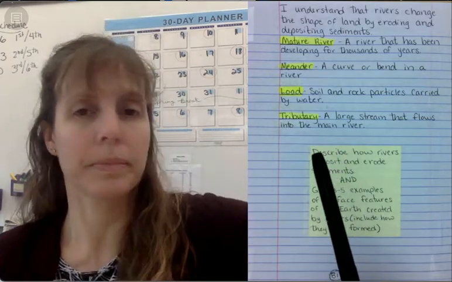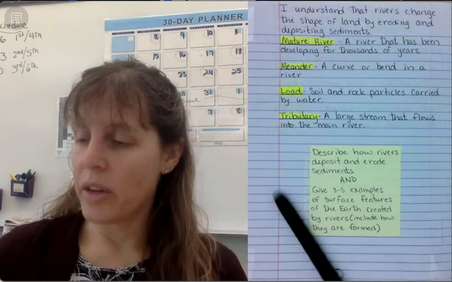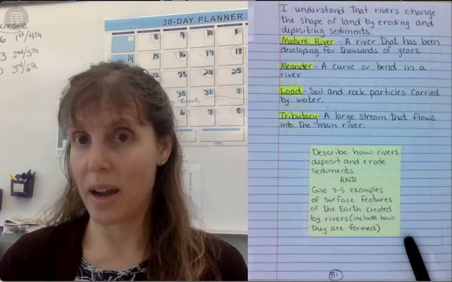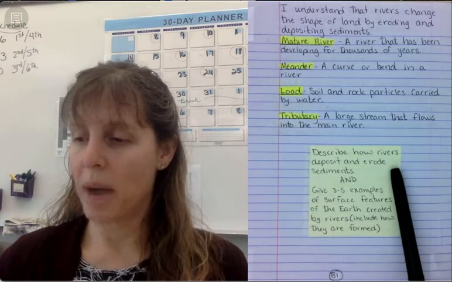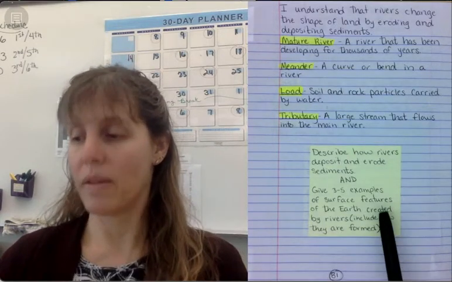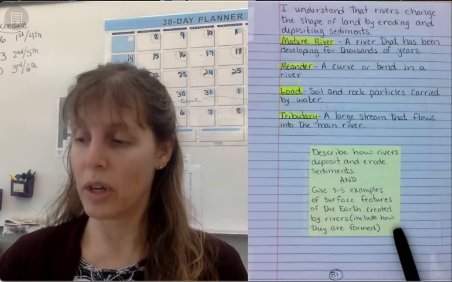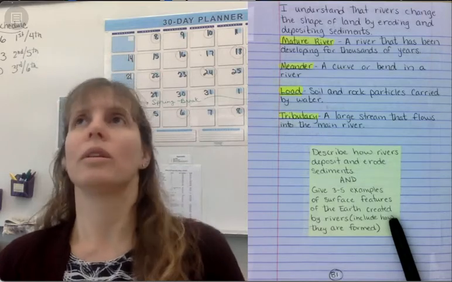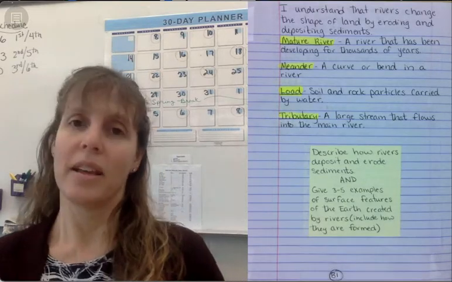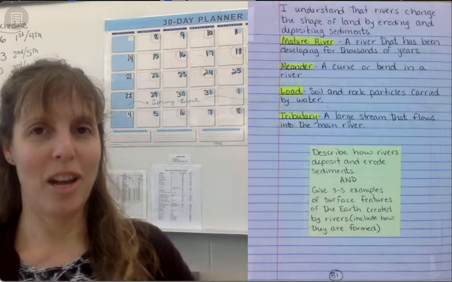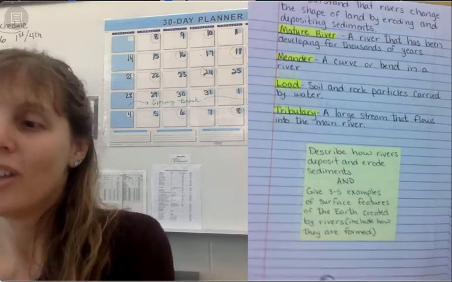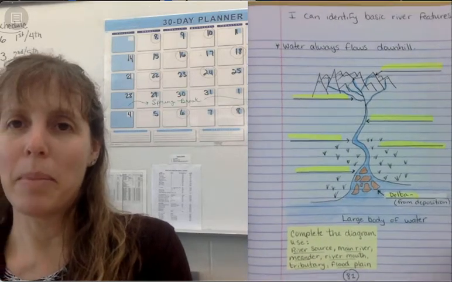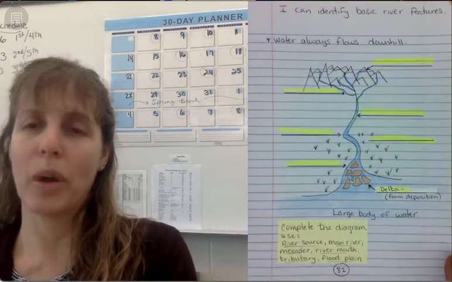So today I would like you to watch a couple of videos and look at a couple of websites, and I want you to describe how rivers deposit and erode sediments, and I want you to give 3 to 5 examples of surface features of the earth created by rivers and include how they're formed, such things as alluvial fans or deltas, things like that. This is page 81, and on page 82, you'll be able to see some of those river features, okay? Remember that water always flows downhill.